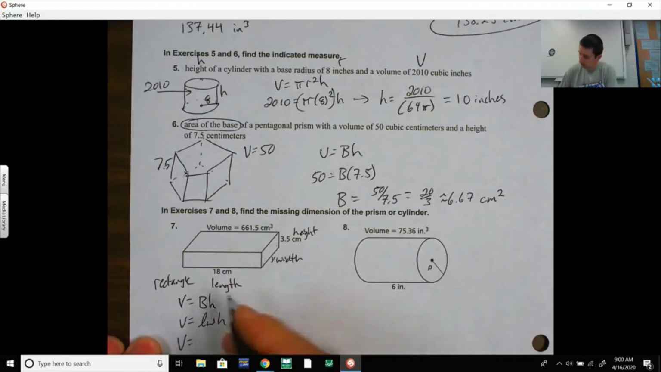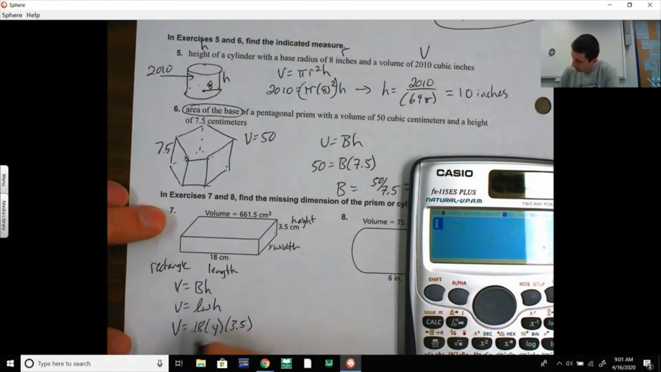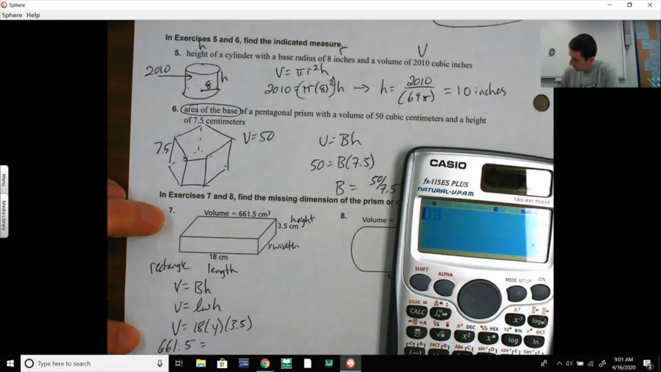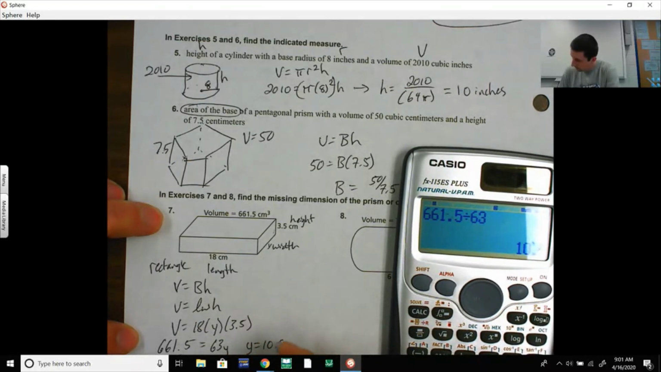So volume equals 18 times the width, which is y, times the height, which is 3.5. So I'm going to take the volume, which is 661.5, has to equal, let's see, 18 times 3.5, put those together, 63y. So I'm going to take 661.5 divided by 63, and I get 10.5. So y equals 10.5 centimeters.